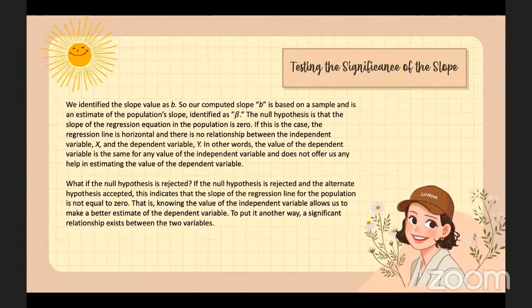And what if the null hypothesis is rejected? If the null hypothesis is rejected and the alternate hypothesis accepted, this indicates that the slope of the regression line for the population is not equal to zero. That is, knowing the value of the independent variable allows us to make a better estimate of the dependent variable. To put it another way, a significant relationship exists between the two variables.